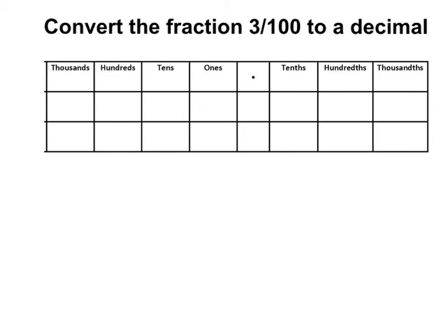I want to convert the fraction 3 hundredths to a decimal. So I'm going to write the 3 in the hundredths place in my place value chart. And there's nothing in the tenths place value here, so I'm just going to use 0 as a place value holder. And then there's also no ones. So 3 hundredths written as a decimal looks like this.